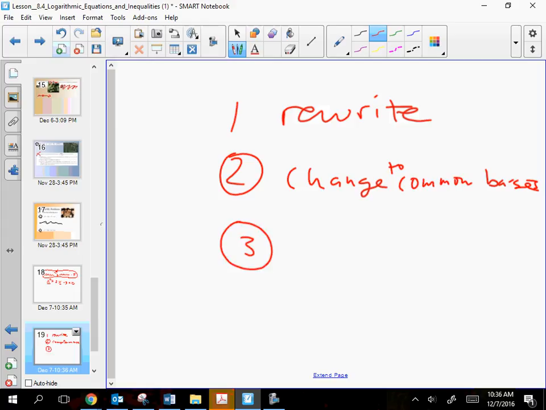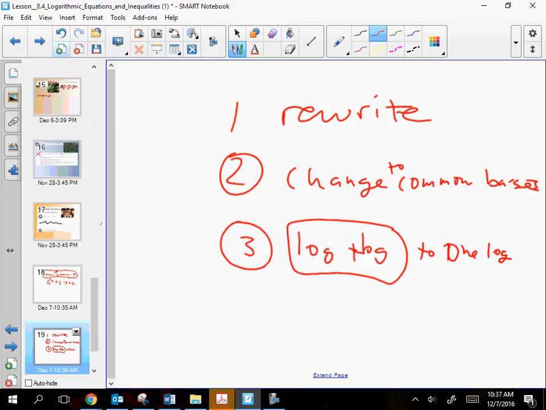Another strategy, if you have logs, you have to condense. You're either adding them or dividing them or subtracting them or whatever. You have to get 2 logs down to 1. And you can also take logs out of an equation or put logs in.